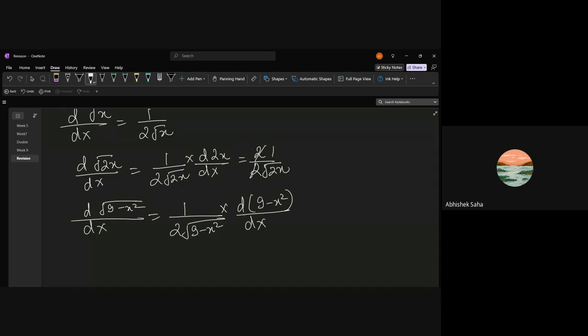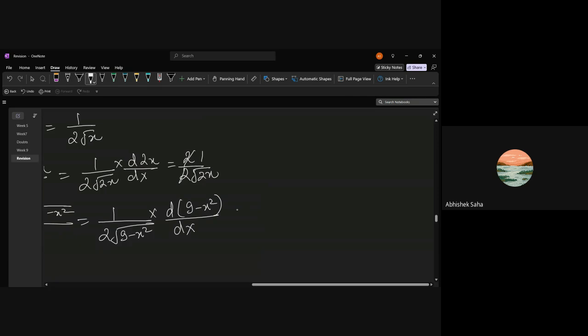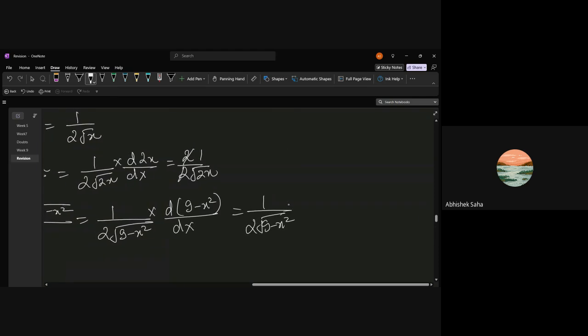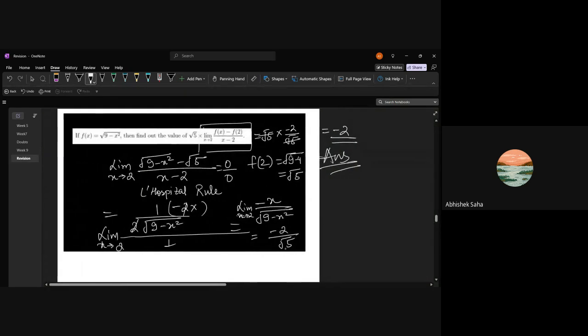dx, right? Yes, sir. And then 1 by 2 root under 9 minus x square. Now what is the differentiation of this? The differentiation of the constant is 0, and of minus x square is minus 2x. The 2 will cancel out, giving minus x upon root under 9 minus x square. That I have written: minus x upon root under 9 minus x square.